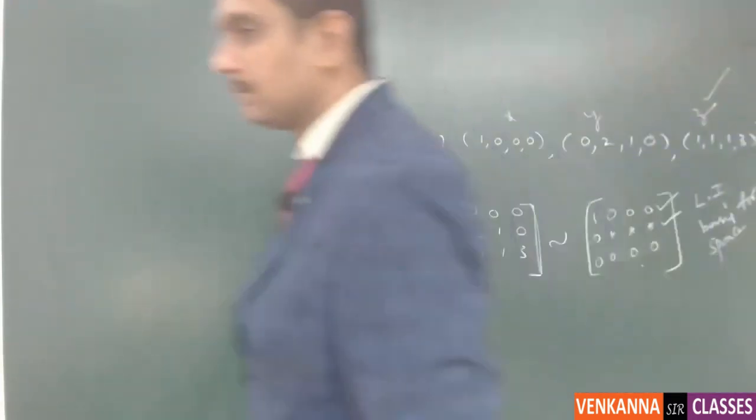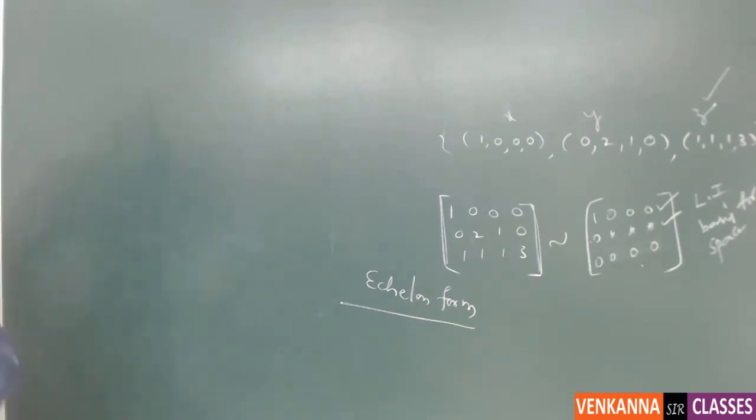Whenever you get a 3 by 3 matrix, obviously we check the determinant. If the determinant is not equal to 0, by default it is independent. There is no need to go for echelon form. And then we check for the linear spanning. That's it.